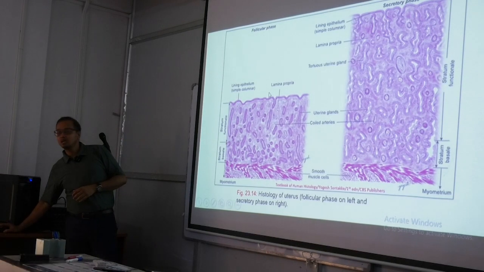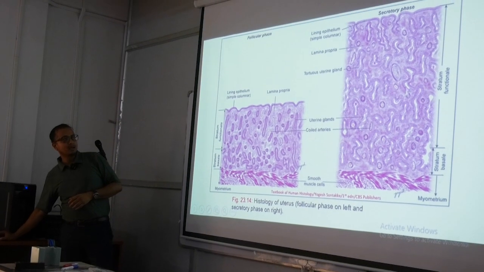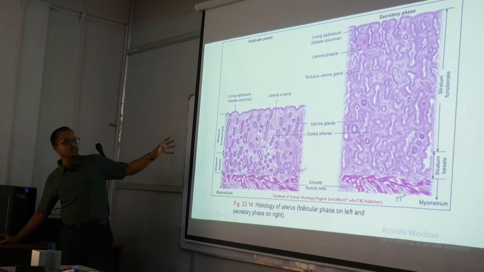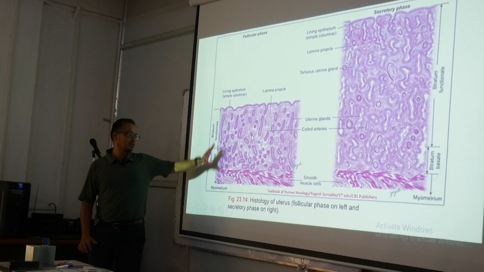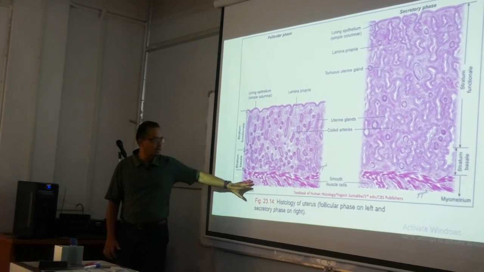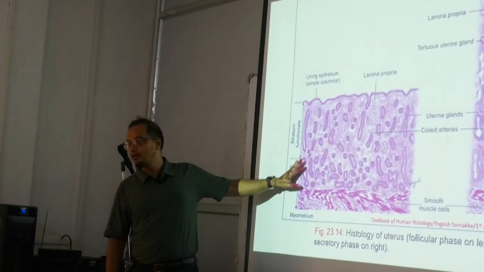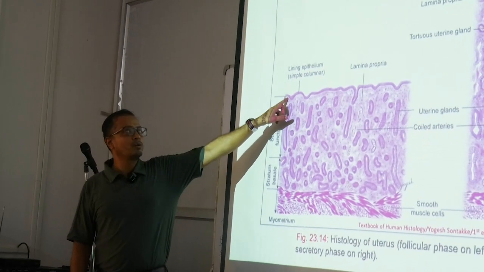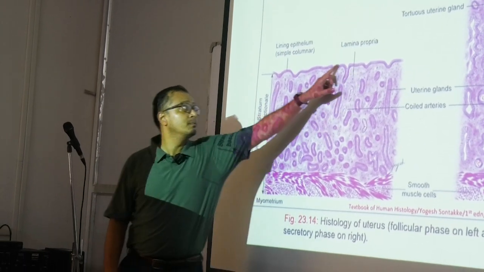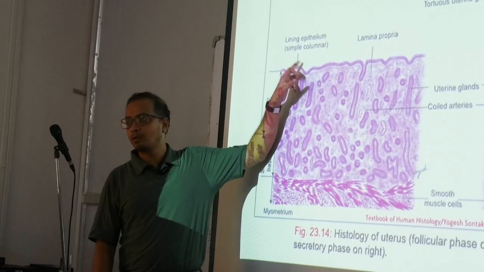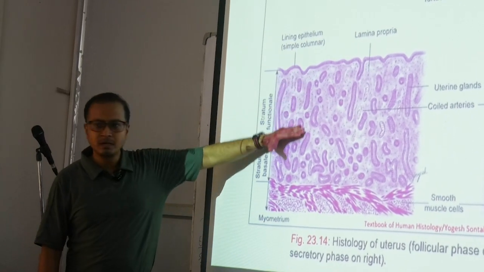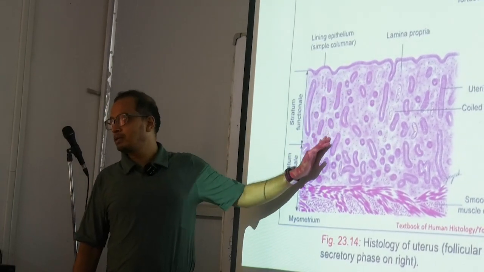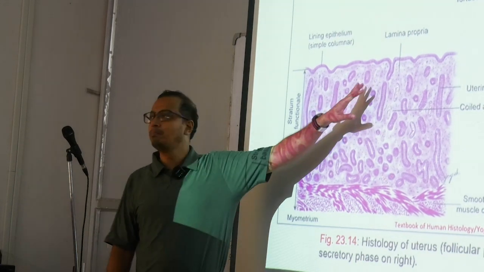So you see this histological picture on the right side, and this is on the left side. Now you can see the girth and the dimensions. This is the muscle layer which you are seeing here. Then we have the endometrium. On top we have the lining cells, or epithelium, a simple columnar kind of epithelium. Then we have the lamina propria. What is the lamina propria housed with? We have the glands, we have the blood vessels.